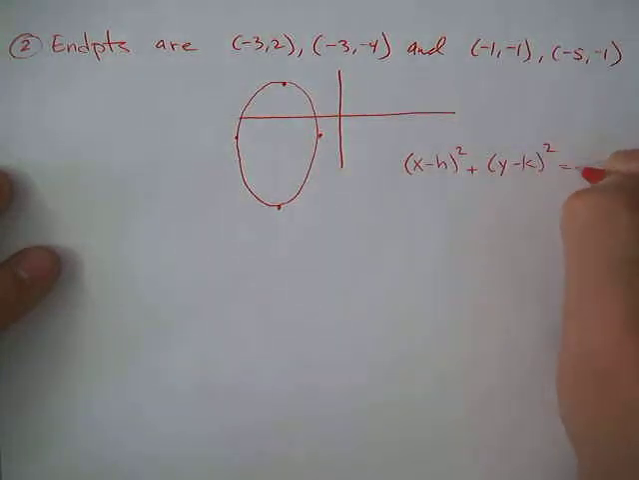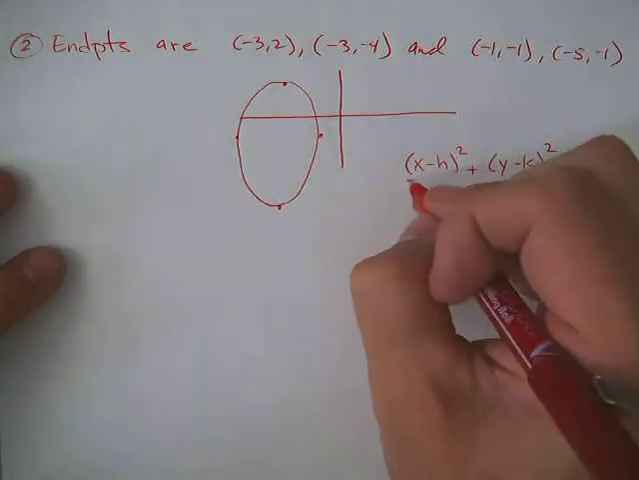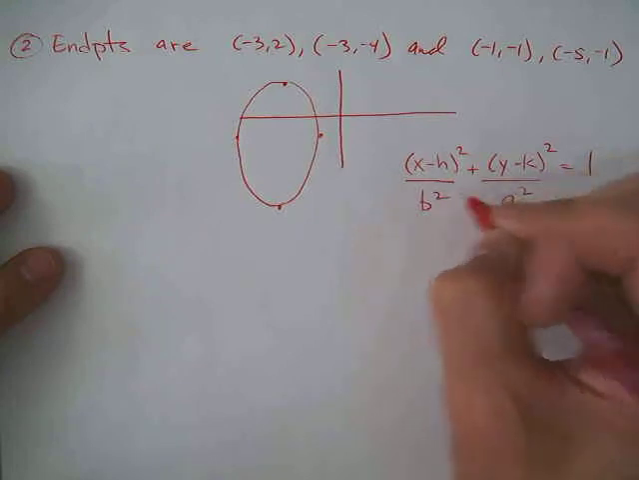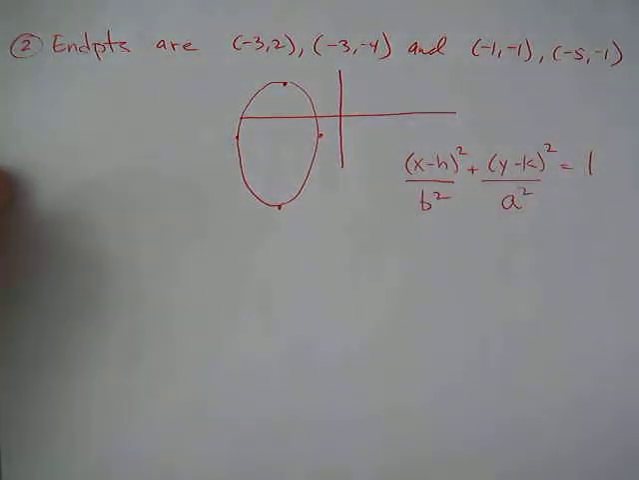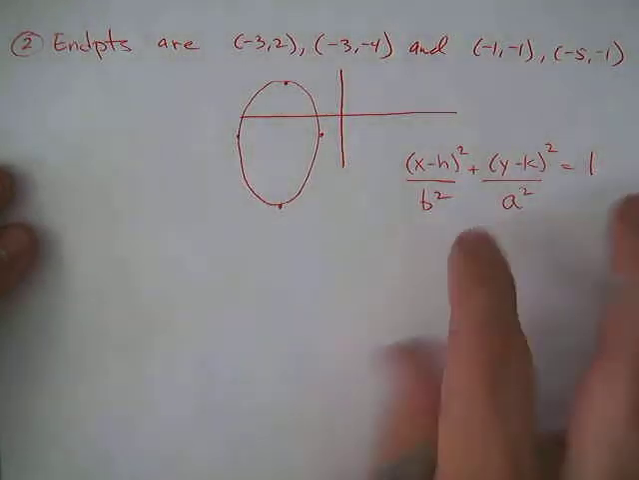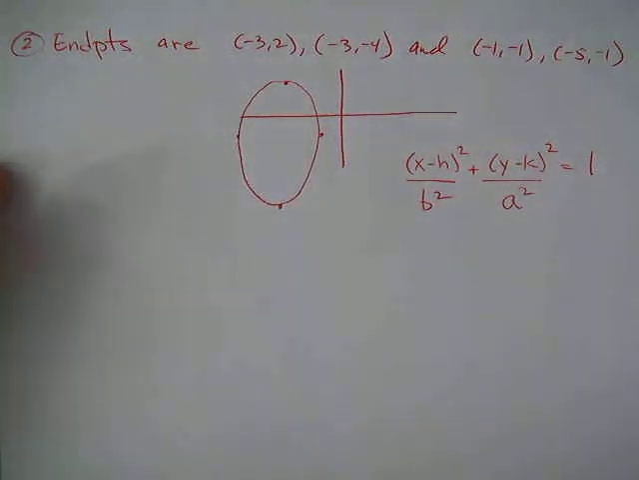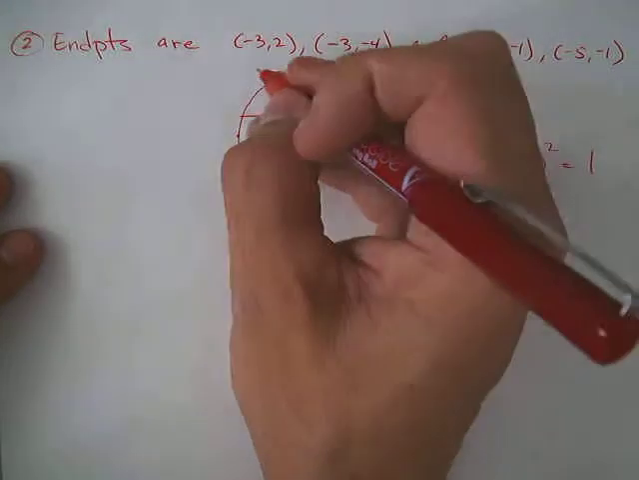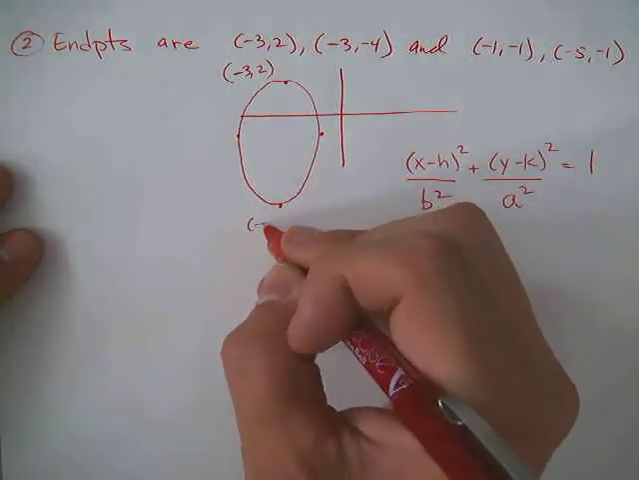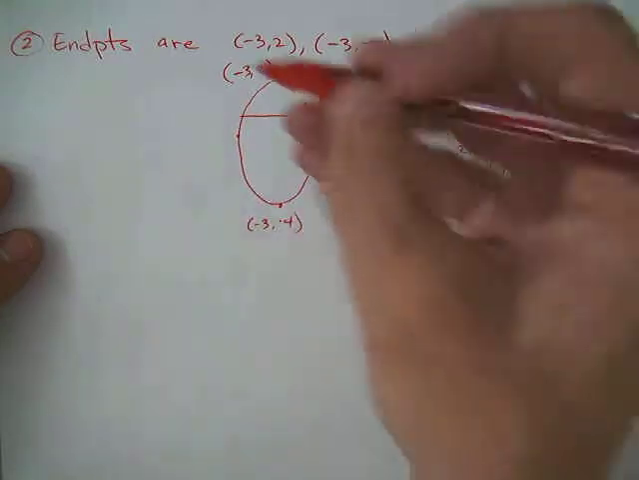So that means we're going to be following this equation: (x - h)² over something plus (y - k)² over something. So that's always the same, but now because it is vertical this time, this is my a squared, and this is my b squared. So we got to do a couple things here. One, let's figure out this stuff. That should be fairly easy.